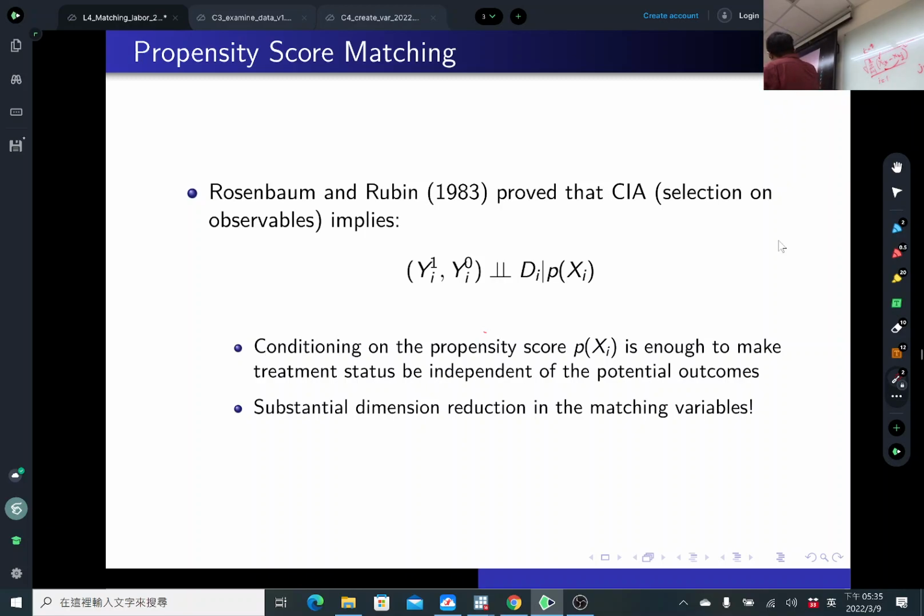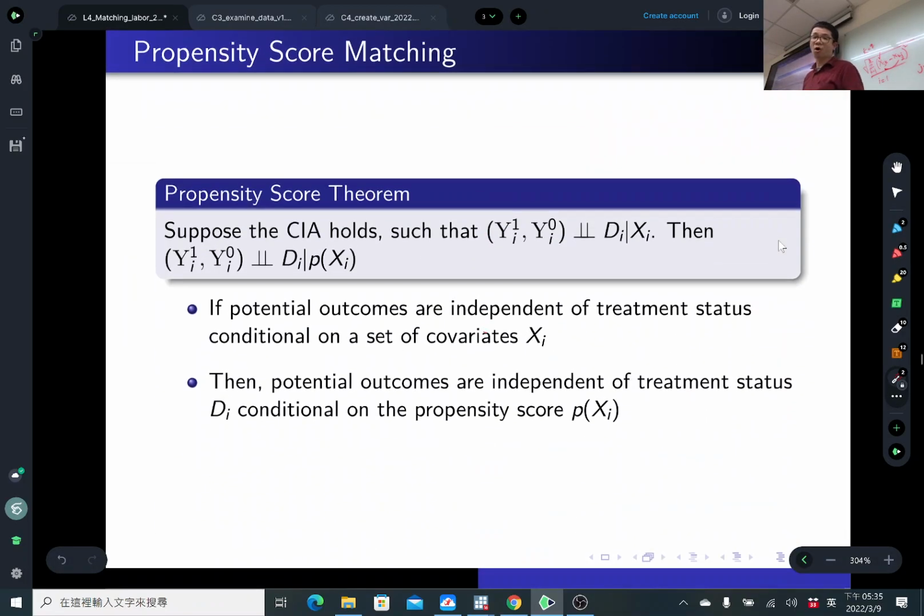So that can help us reduce the high dimension problem to a single dimension. We just need to match this. If this is true, CIA implies this. That's the so-called propensity theorem. So what does this mean? This means suppose CIA holds.